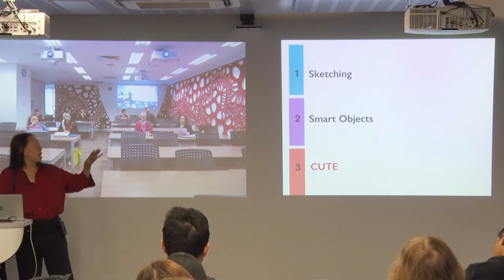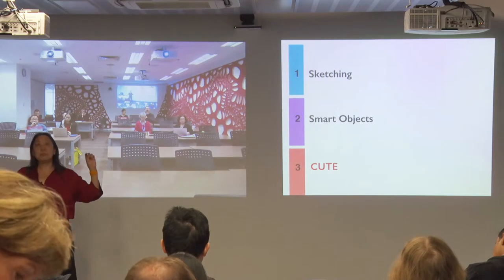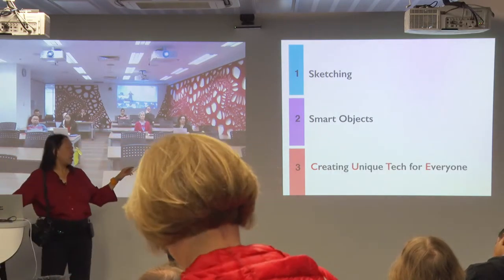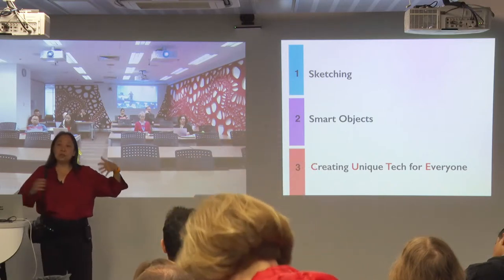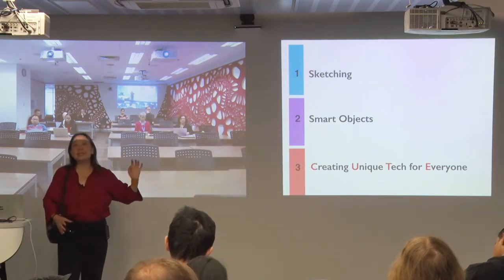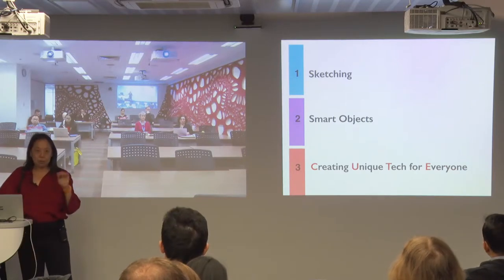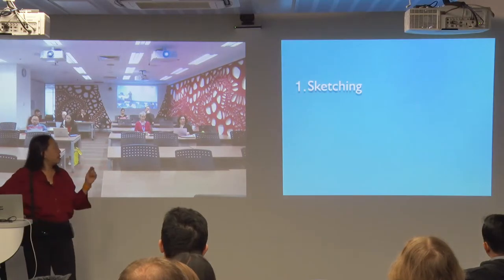And I'm going to divide my talk into three parts: sketching, smart object, and Qt. Qt actually stands for creating unique technology for everyone. And this is also a quick overview of the things I have been doing for the past 20-something years. All right, so I'm going to run really fast because I have a lot of things to show. Okay, first about sketching.